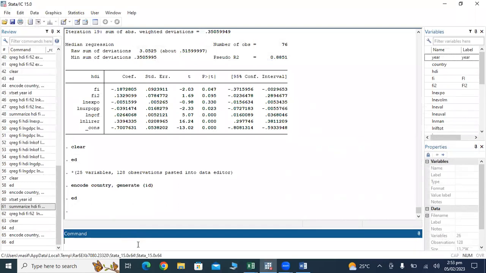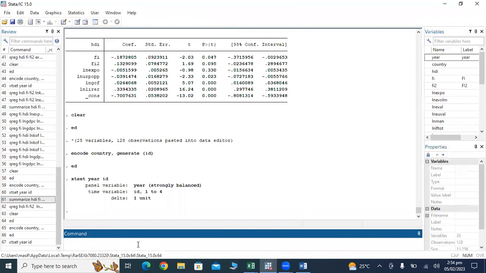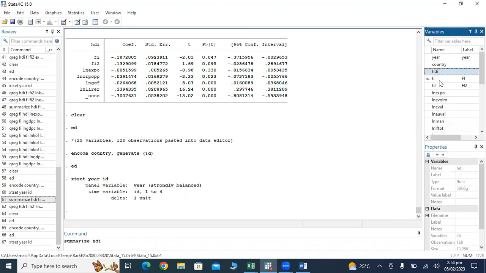The second step is to declare the dataset, either panel or time series. Because it's a panel dataset, we use the command xtset ID year. We have declared that it's a panel dataset. In the first step, we look at the summary statistics of the variables. Write the command summarize. Our dependent variable is HDI, then financial inclusion and export.